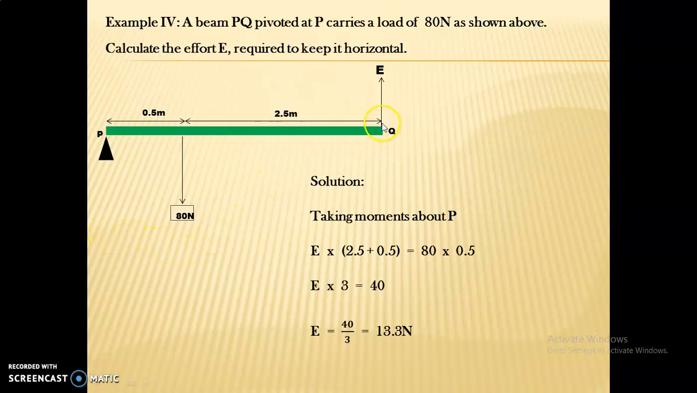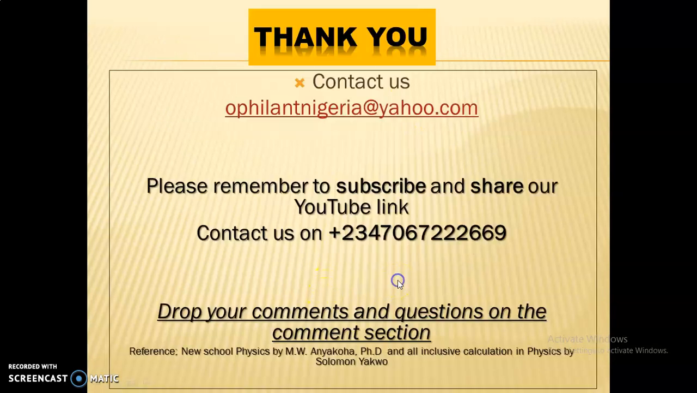So for E here we have the force as E times the distance. Remember, the distance is from where it is hanging to the center of gravity. So we are adding 2.5 plus 0.5. If we do that, we are getting 3. So the distance for this force E is 3, while the distance for 18 Newton is 0.5. So that's what we have done here, and we have gotten our E to be equal to 13.3 newtons.